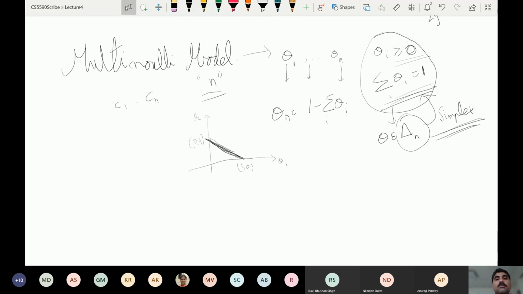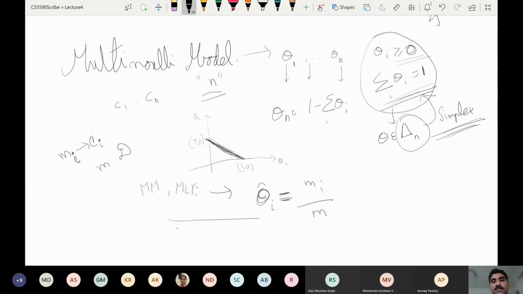Okay. Now you can go home and show that the method of moments with appropriate choice of sufficient statistics and MLE both retrieve the following estimate for theta i. Can anybody guess what will be the estimate? If Mi is the number of times Ci occurs, and M is the total number of points in the data set, then can anybody tell me the formula for theta i according to these estimates? Mi by M. That's all. Very simple. So go home and show this actually.